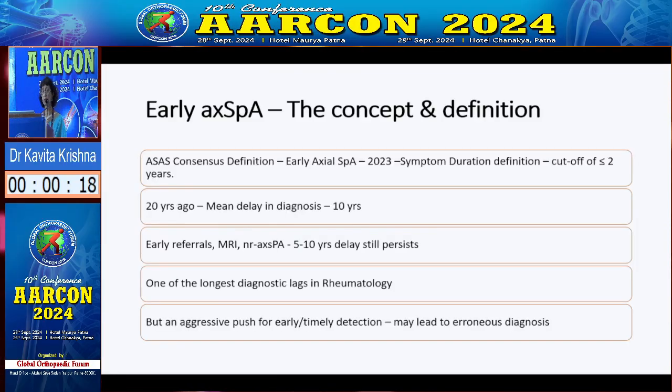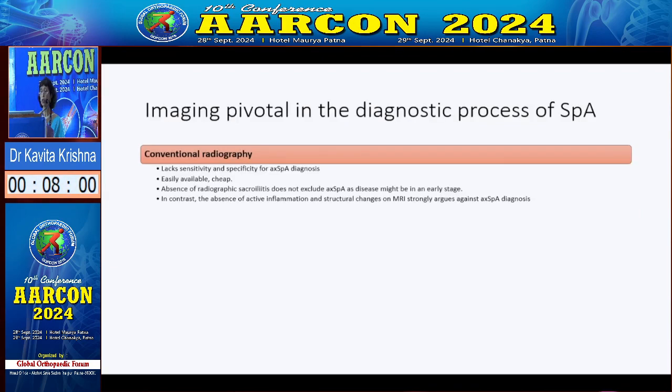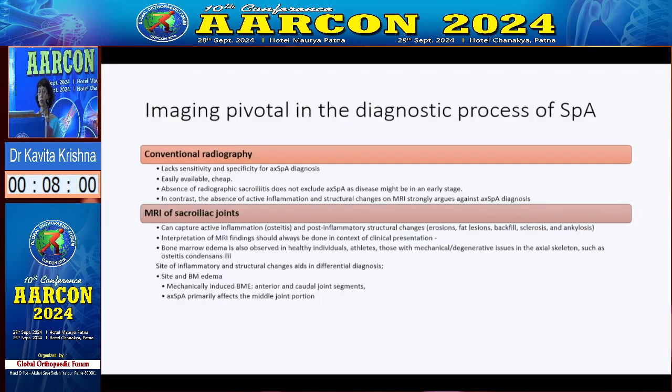So let's come to the topic of early axial SPA. Unlike rheumatoid arthritis, this definition is not very clear with axial SPA, but as per the ASAS definition, the cutoff is 2 years. If the symptoms are less than 2 years, then it could be diagnosed as early SPA. Why is it important? Early referral and early treatment are going to help them. So imaging is very important in the diagnosis of SPA.